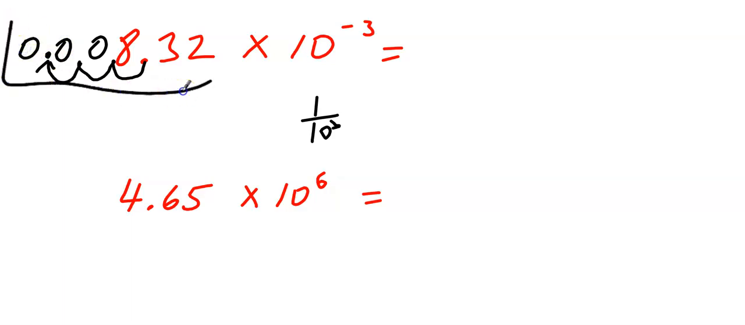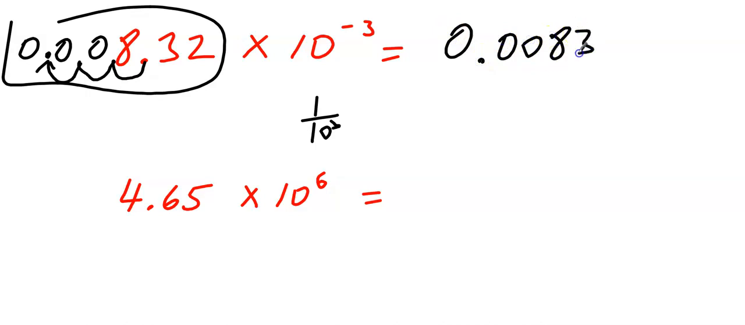So this number becomes 0.00832, 832 10,000ths. And in the next one, we are just multiplying it by 10. We're doing it 6 times. So 4.65, take your decimal, move it over 6 times to the right, because you're multiplying by 10 now. You're not dividing like in the last one. You're multiplying by 10 6 times.